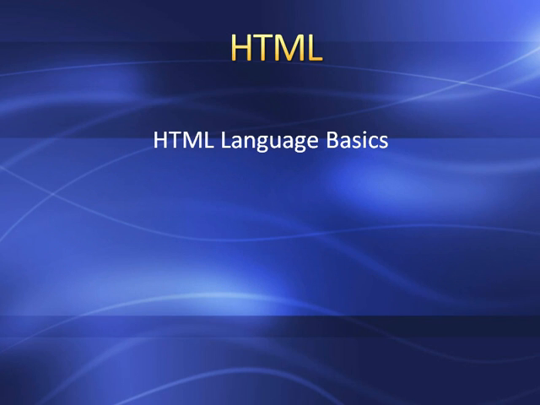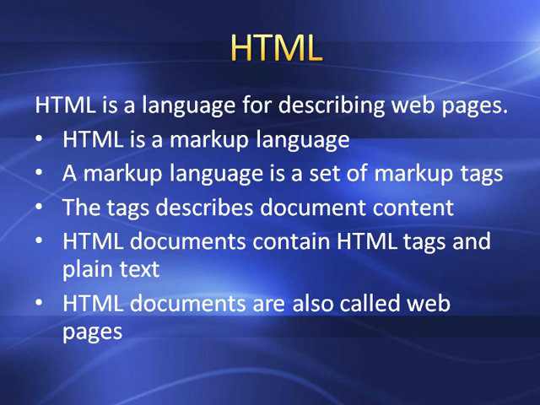Now let's get into the basics of the language. HTML is a language for describing web pages. HTML is a markup language. That's what it says it is. So basically you're marking up the text. So what you're doing is you're describing the text. The tags describe the document content. HTML documents contain HTML tags and plain text. HTML documents are also called web pages.